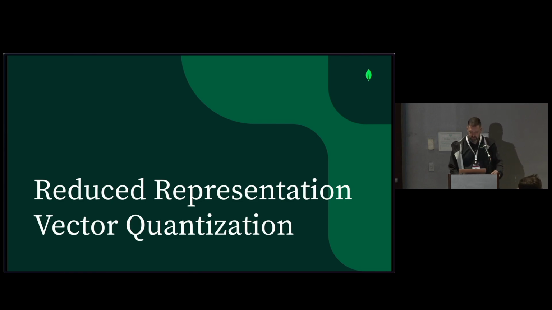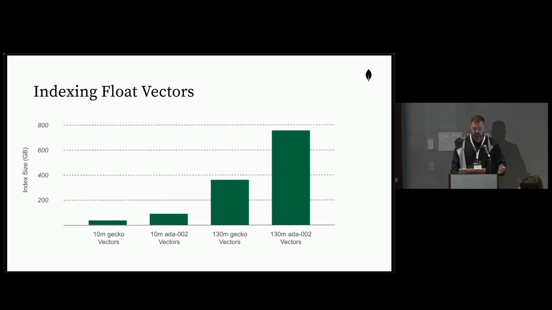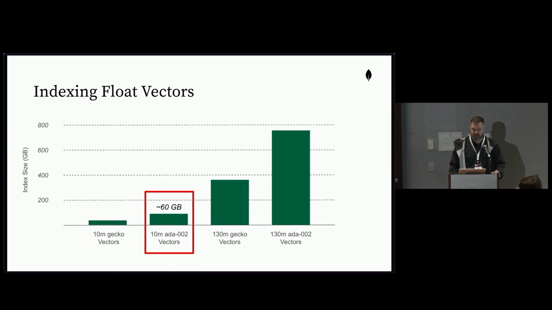So why is vector quantization needed? Well, let's look at the memory required for indexing floating point vectors. This is the RAM required to index one 1,536 vector dimension embedding, which will take up about 6 kilobytes. 768 dimensions, about 3 kilobytes. But in this chart, you can see how this quickly gets out of hand when you get into the millions of vectors. With 10 million 768 dimension vectors, we're going to use about 30 gigs of RAM. 10 million 1536, that's about 60 gigs of RAM.